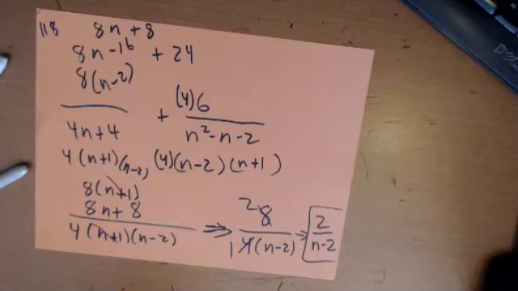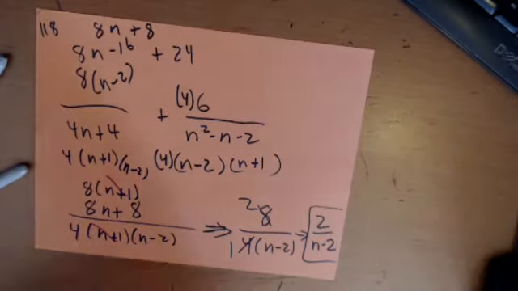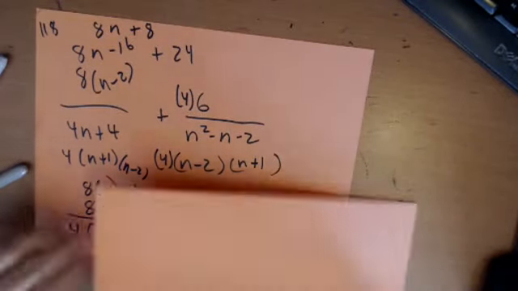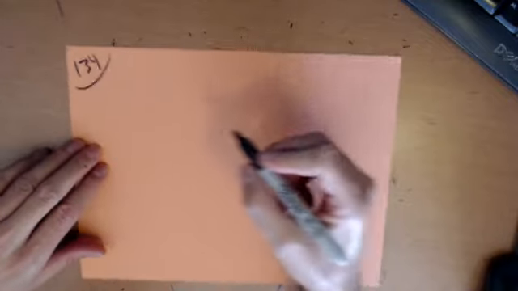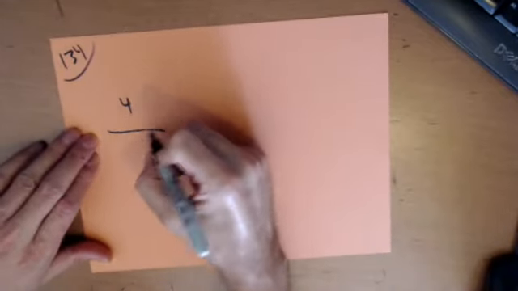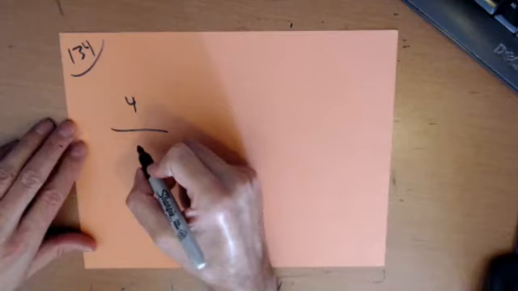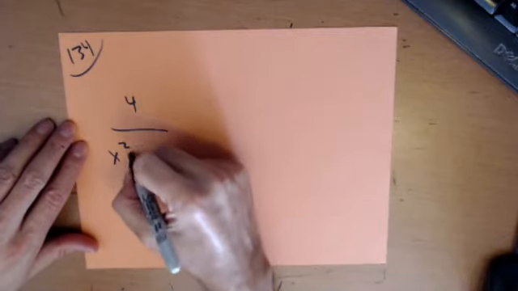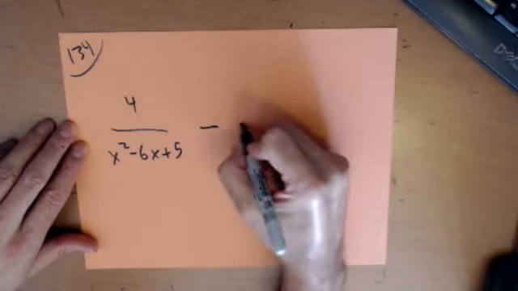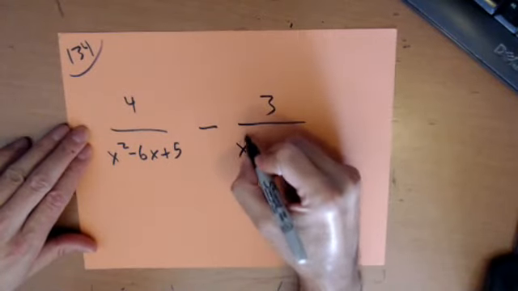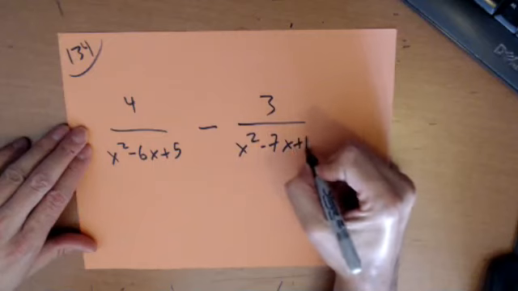Okay. One more, and then I'll take a pause. Minus signs. We'll do 134. So it's the same game over and over again. 134, they put a minus sign. No big deal. Notice how I'm wasting a lot of paper. It's easier that way. x squared minus 6x plus 5, minus 3 over x squared minus 7x plus 10.